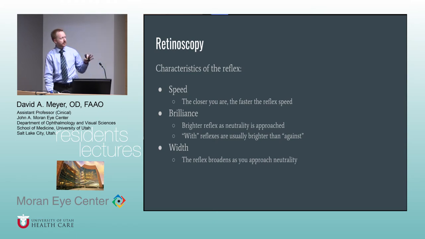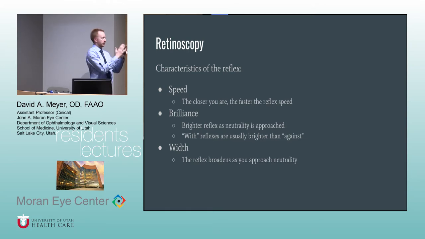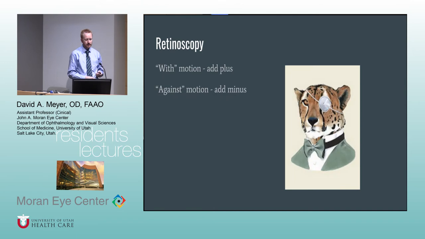And just a little clinical pearl: with reflexes are usually brighter than against. So while you're using the phoropter, if you give the patient too much minus, sometimes that helps, because you see it really bright with reflex, so that means I have to add some plus. And then the reflex broadens as you approach neutrality. That's a little trickier to get a handle on, but it's good to know. It gets broader and broader the closer you are to that sweet spot.